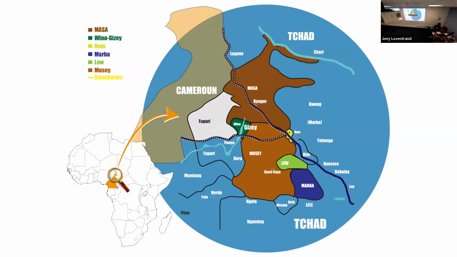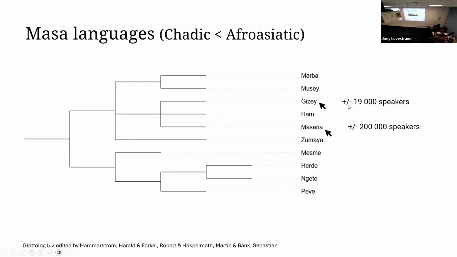So some background notes. Gizey and Masana are spoken in Cameroon and Chad. For some authors, Gizey and Masana are the same language, and for other people, independent languages, but this is not very important. Each of them has their own specific features, so I like to call them a continuum for that reason. They are very similar in some respects and also very different. Gizey is what you have in green here, and Masana is what is referred to as Masa on this map. Gizey is spoken by about 19,000 people, and Masana by 200,000 people spread across Cameroon and Chad.